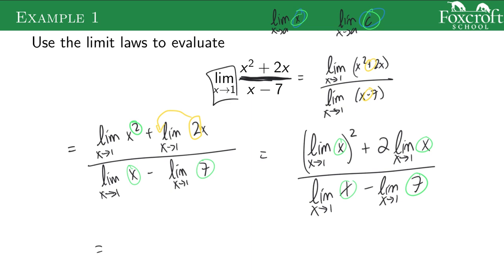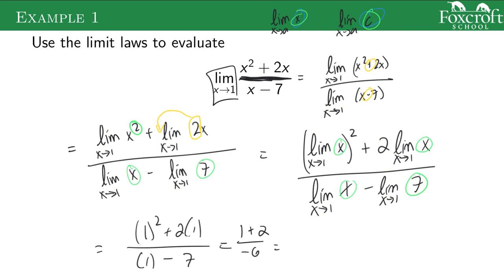The limit as x approaches 1 of x is 1, and that's squared, plus 2 times that limit, which is 1. Over the bottom, that limit is 1. And a constant limit is just the number 7. So we finally broke it down to its smallest pieces. We can evaluate all those limits because they're just simple limits. And now we just use order of operations. 1 plus 2 over negative 6, and we get negative 1/2 as our final answer. So really kind of tedious, but it's important for you to know these rules.